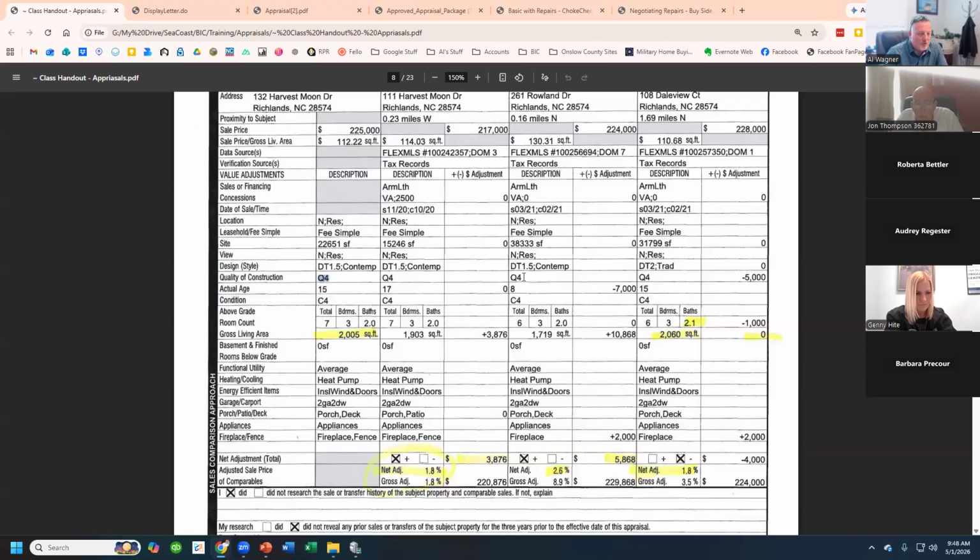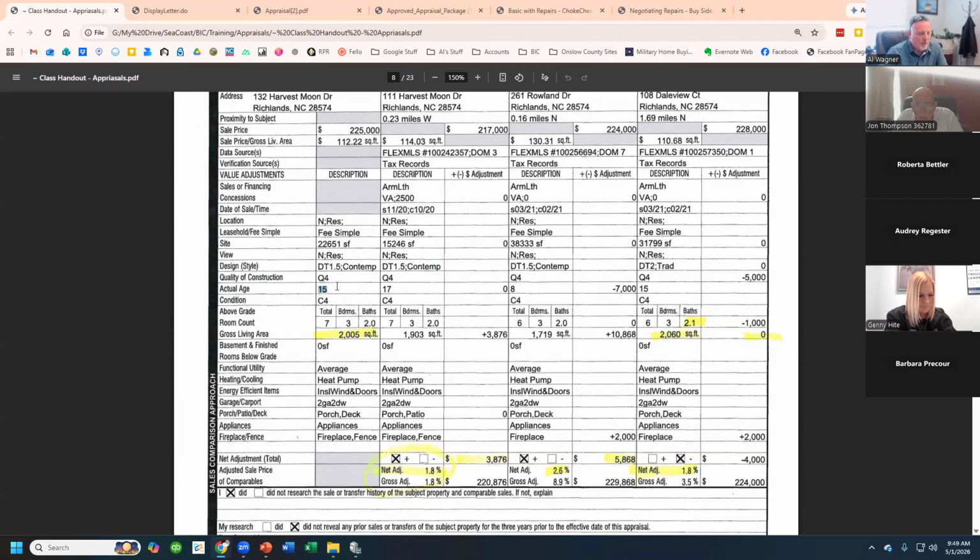Here's our quality rating, which we just looked at. He used all the same. If he would have used properties that were in better quality, they probably would have made an adjustment. Now, for years, they don't do year built, they do age of the home. How many years? How old is it? That's why you see 15, 17, 8, and 5.